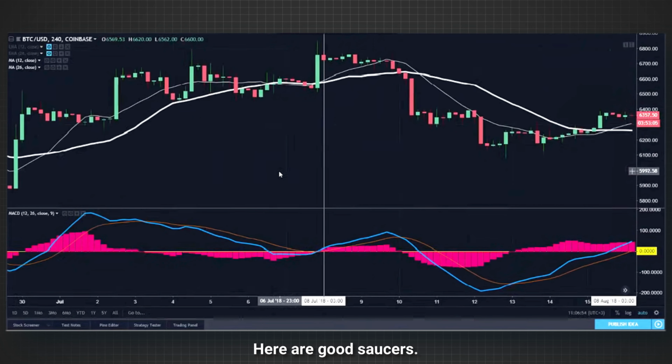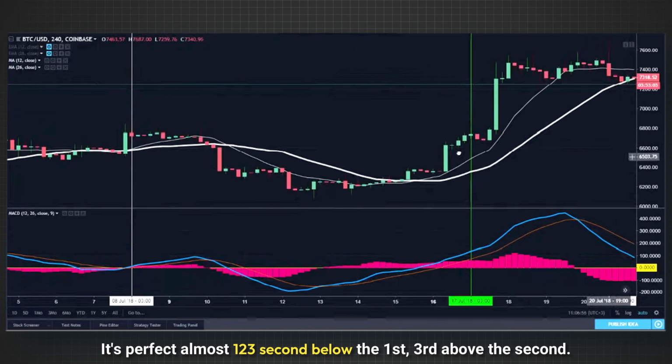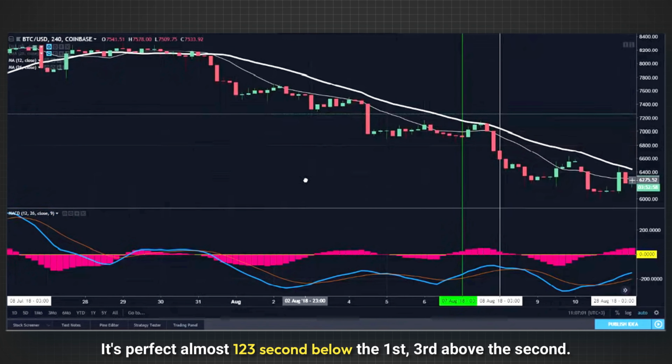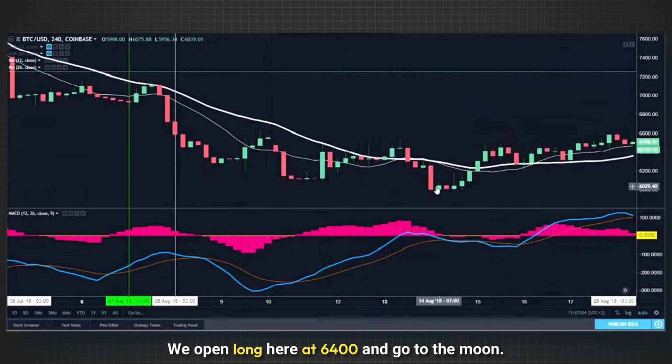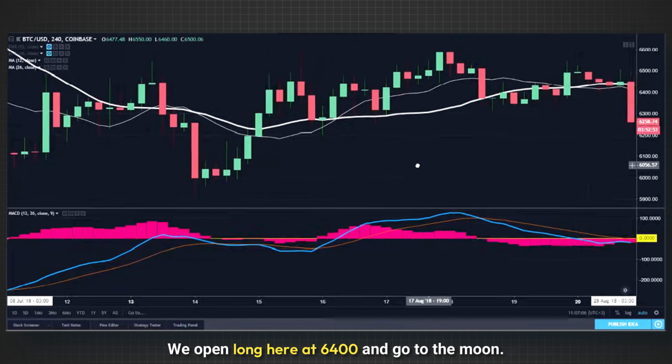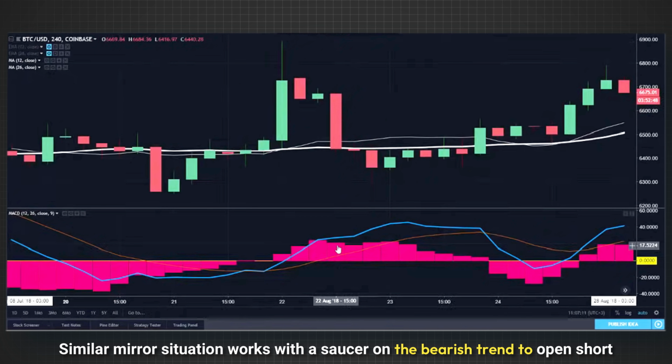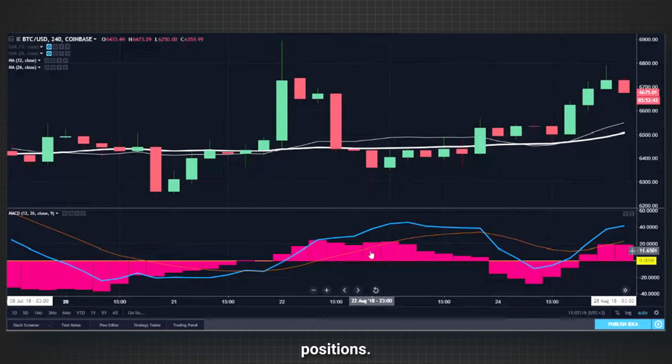Here are good saucers. Here's a great one. It's perfect, almost 1, 2, 3, second below the first, third above the second. We open long here at 6,400 and go to the moon. Everything is wonderful. A similar mirror situation works with the saucer on the bearish trend to open short positions.